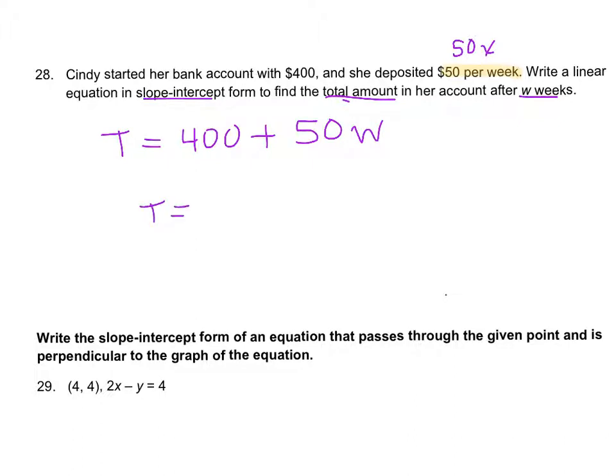Same thing as t equals 50w plus 400, which if it was y equals mx plus b, this would be the y, 50x plus b. They don't want y equals mx plus b in terms of the letters, the variables y and x. They want you to use the variable w for week and t, or you could change whatever variable you want. You definitely want to use w for weeks because they tell you here.